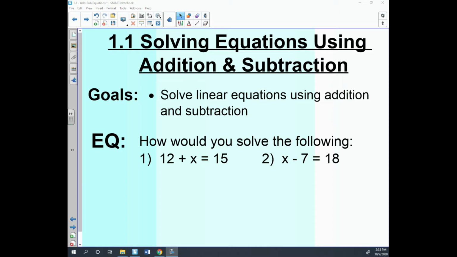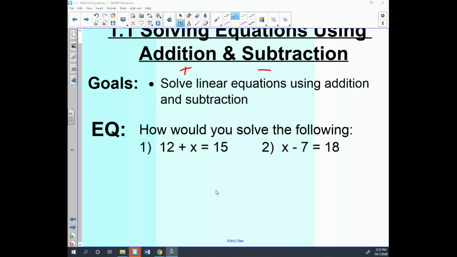All right, thanks for joining me for another math lesson. Today we're going to be doing 1.1, solving equations using addition and subtraction. Pretty straightforward, and you probably have seen stuff like this before, but I just want to make sure we got it all down. So here's what it's going to be.